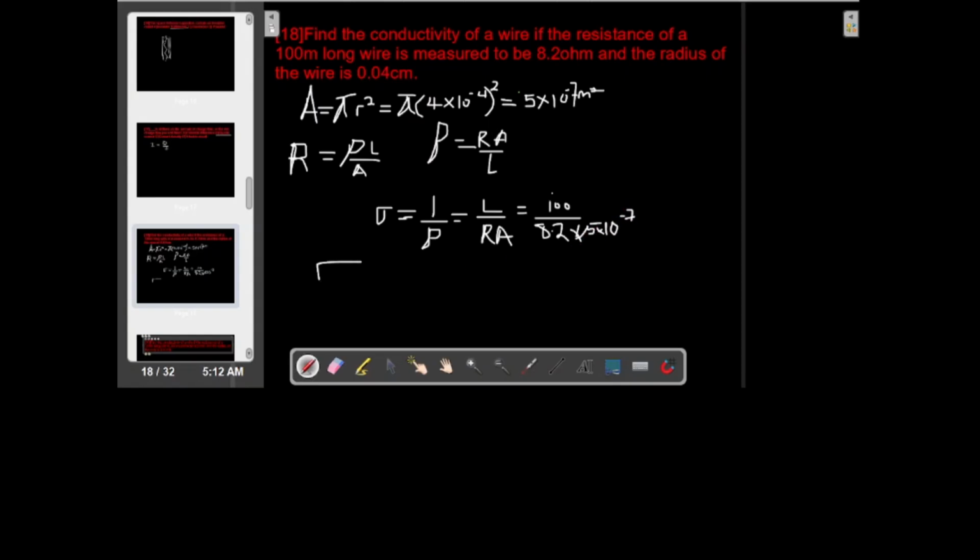So we should get a final answer for conductivity equal to 2.44 times 10 to the power of 7. Now, what do you think the unit would be? Since the unit of resistivity is ohm meter, and conductivity is the reciprocal of resistivity, the unit should be per ohm per meter. All right, that's the final answer.